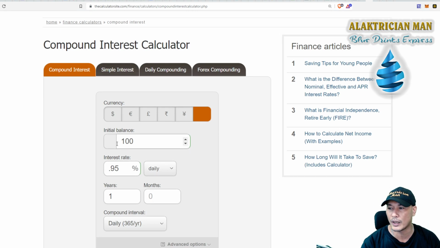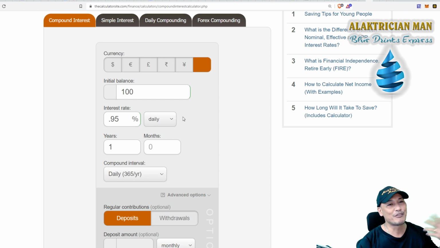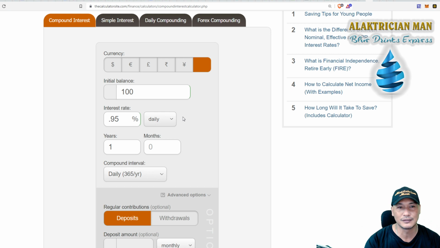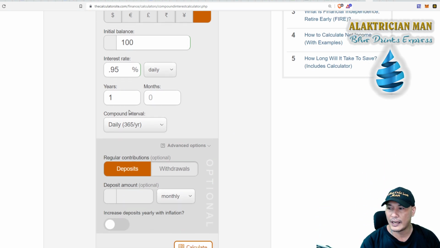So let's say you started with 100 tokens, okay? Drip tokens, which you have to have BNB to buy drip, but we'll go into that another time. So you have 100 tokens. Your interest is 1%, but we calculated at 0.95% because there's a 5% tax every time you compound. So we'll just keep it at 0.95%. It's daily. We'll do it over 1 year, starting again with 100 coins, and daily compounding. So it's daily, 365 days.